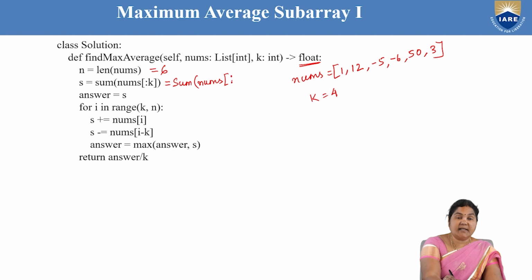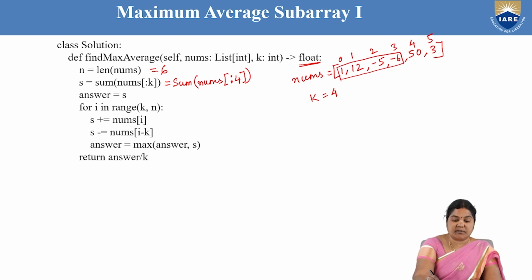The starting index is not given, so it is from 0 to k, where the k value is 4. So 0 to 3, that is indices 0, 1, 2, 3, 4, 5. This 0 to 3 is the subarray. What is the sum of this? It is 2.